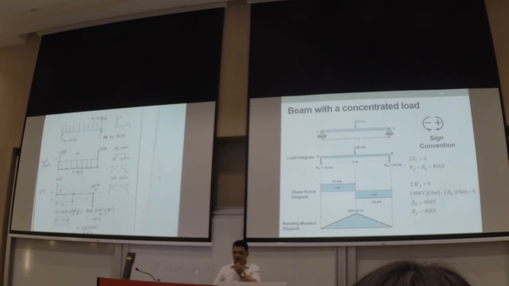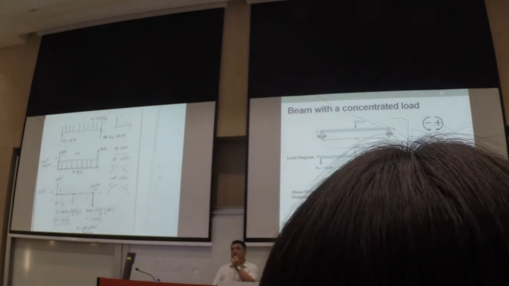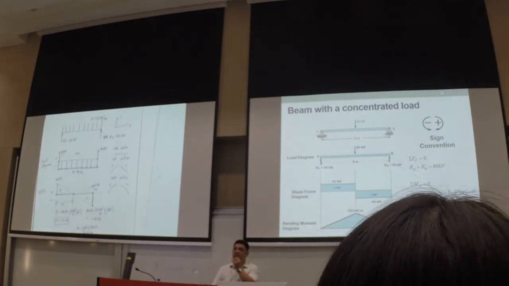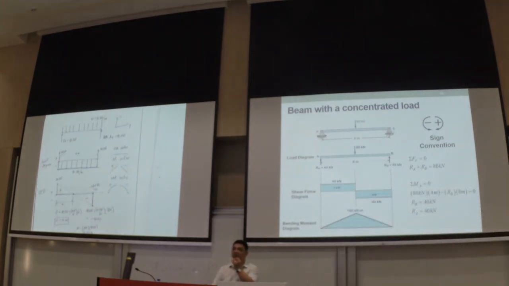Next one, of course, if you have a UDL. Now take note of this one. Our boundary condition is simply supported. We don't have a moment at the ends here. If you have simply supported, we don't have any moments at this end here. For a fixed support you will have, but for a simply supported, you won't have. And we're going to have that example.